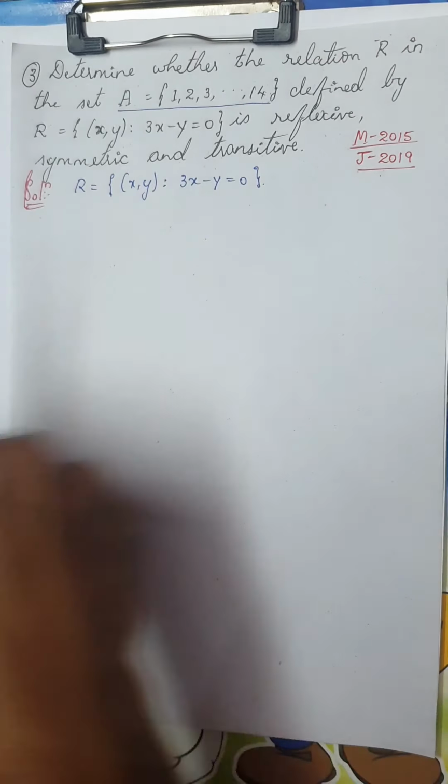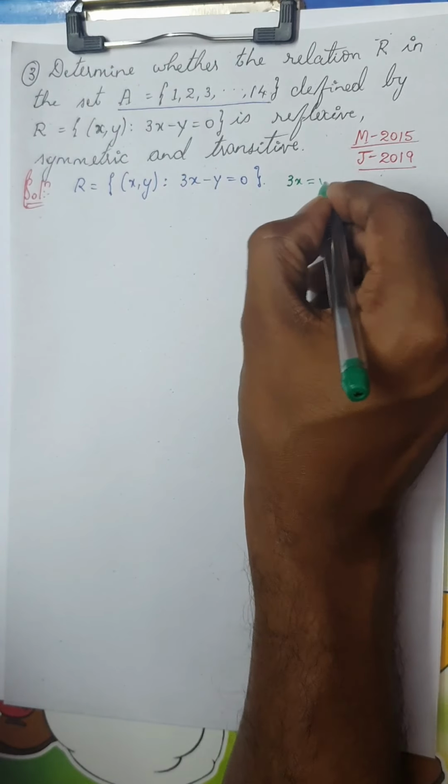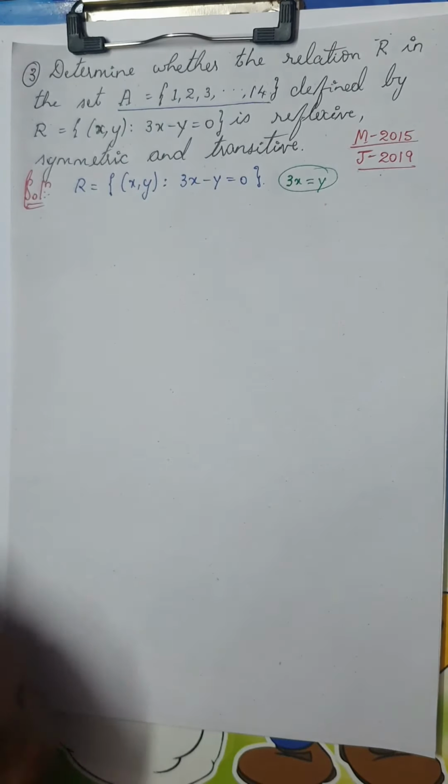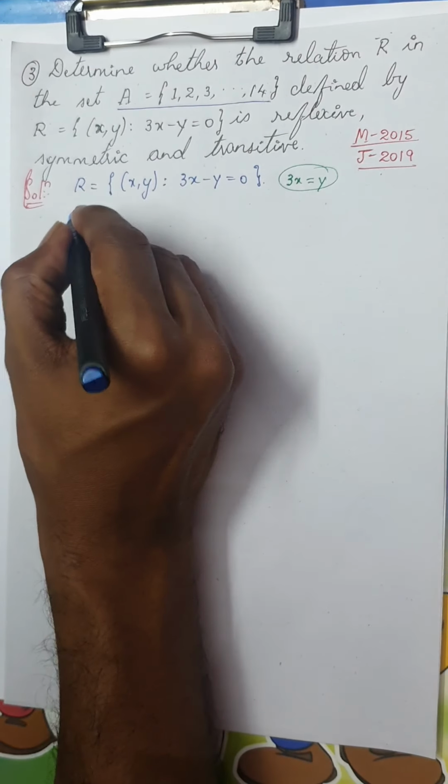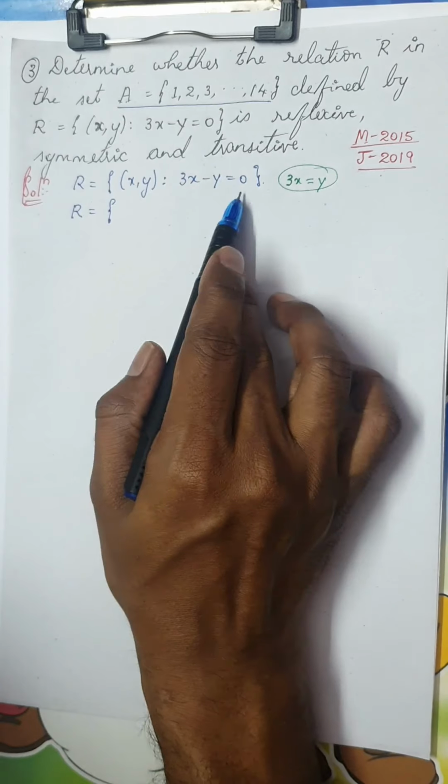If 3x minus y is equal to 0, actually I will get 3x is equal to y. Okay, so let me write the relation. Here it's easy for me to write the relation. It is not possible for every relation.